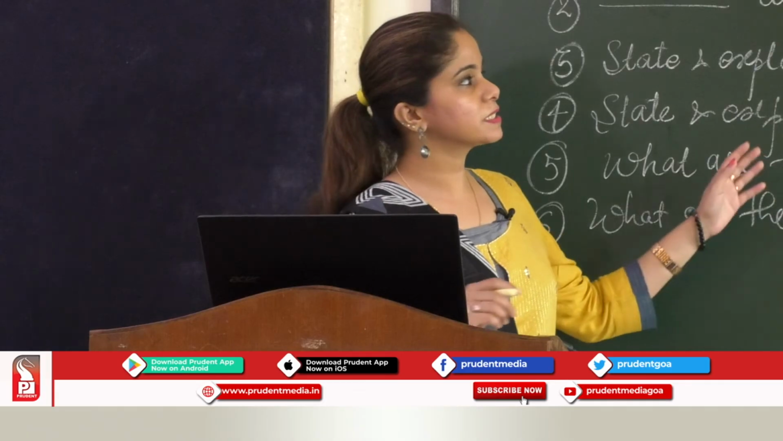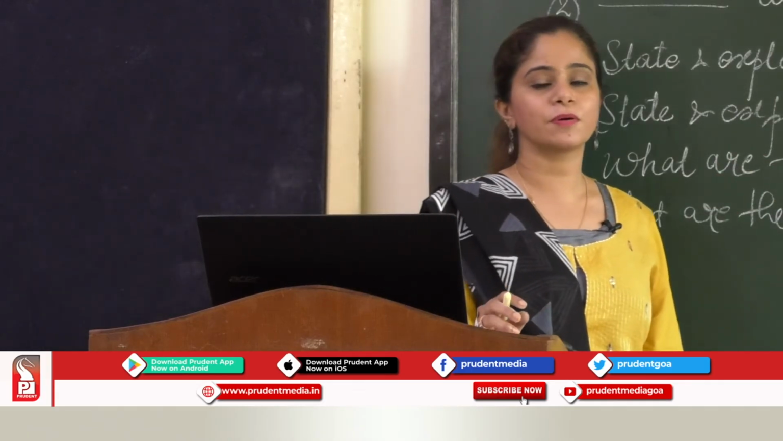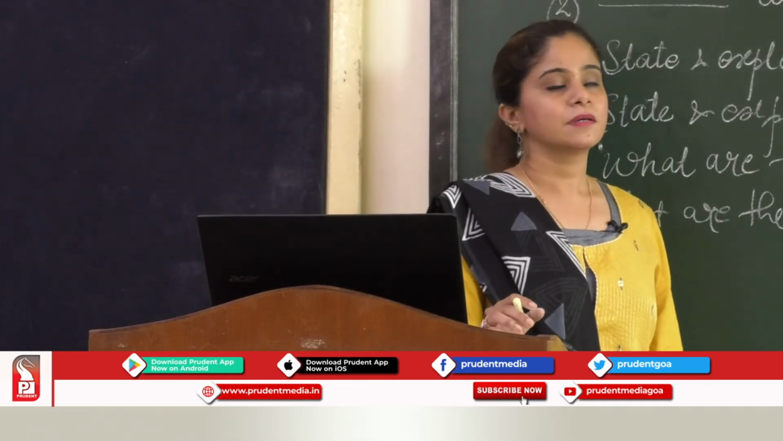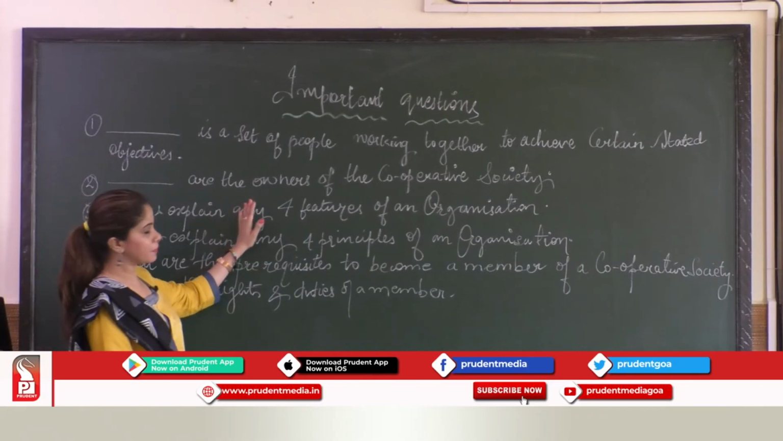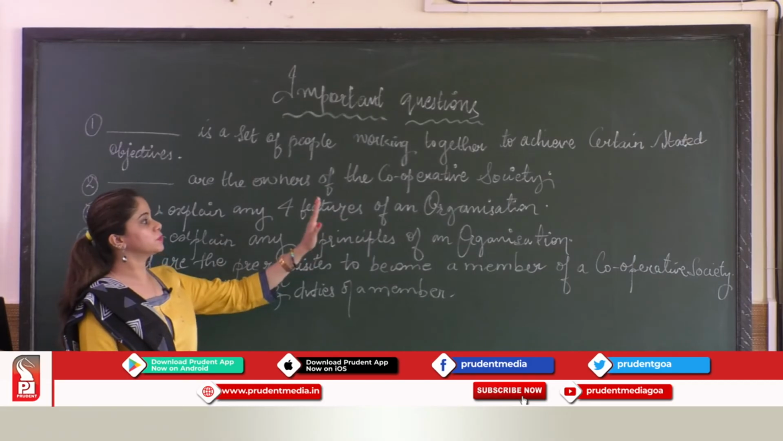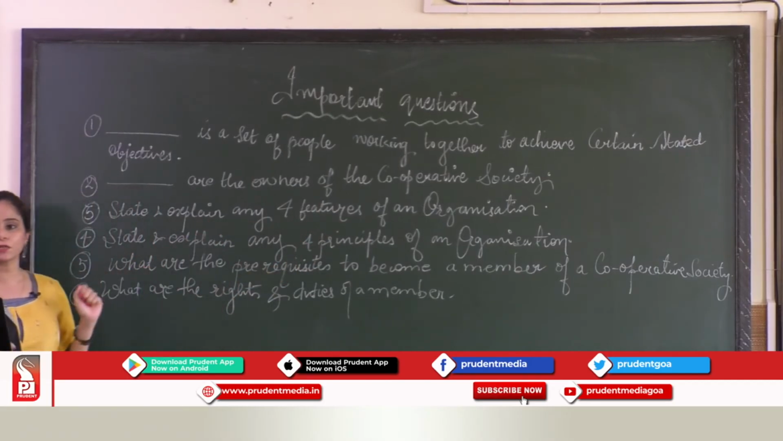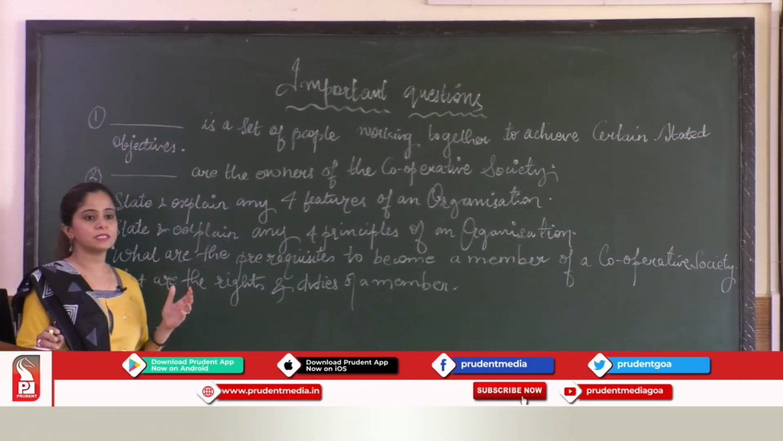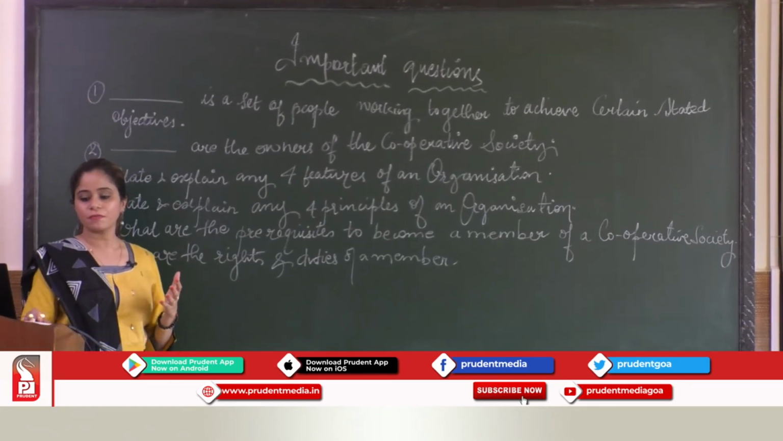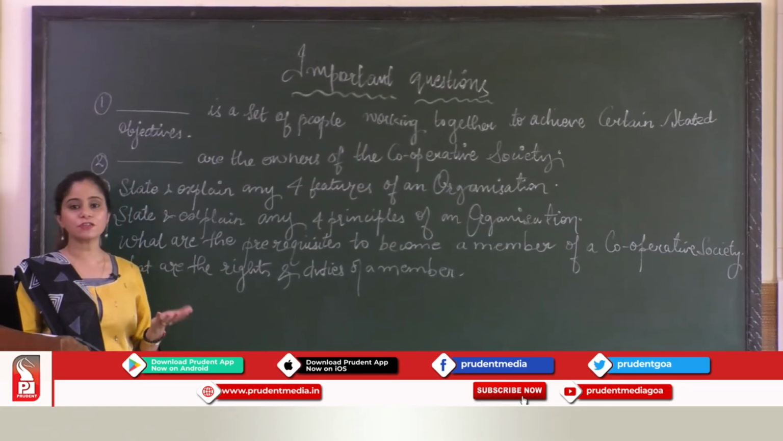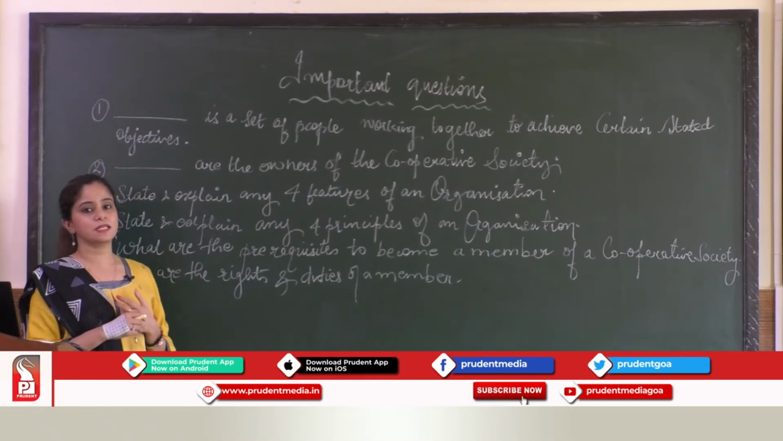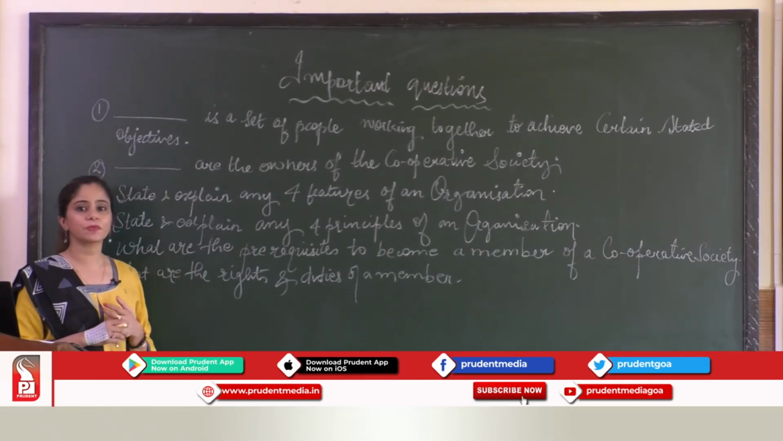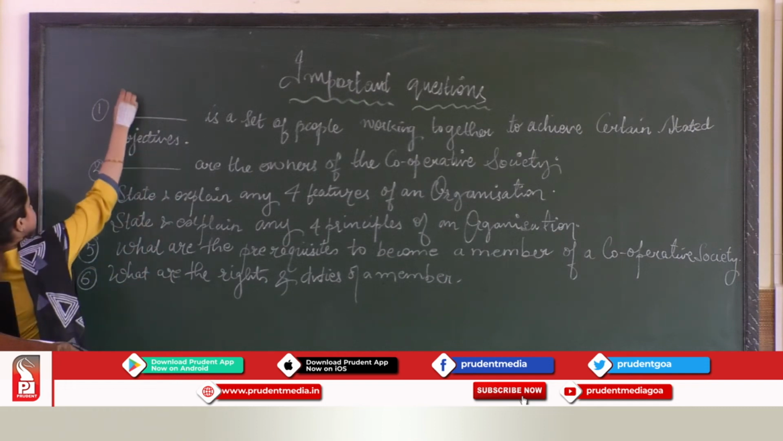Okay, so now let us revise the important questions from the board point of view. The first question is, dash is a set of people working together to achieve certain stated goals. So what is the answer? Dash, we have already learned, dash is a set of people who come together and work together to achieve certain stated goals, and the answer is organization.